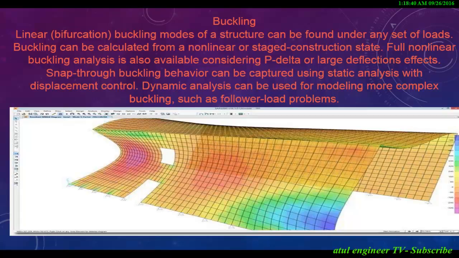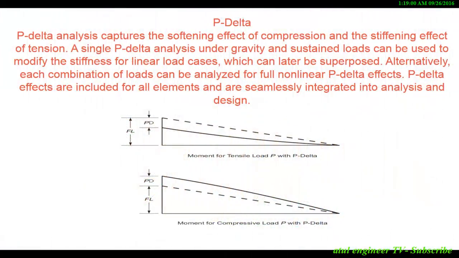Buckling. Linear bifurcation buckling modes of a structure can be found under any set of loads. Buckling can be calculated from a nonlinear or staged construction state. Full nonlinear buckling analysis is also available considering P-delta or large deflection effects. Snap-through buckling behavior can be captured using static analysis with displacement control. Dynamic analysis can be used for modeling more complex buckling, such as follower load problems.